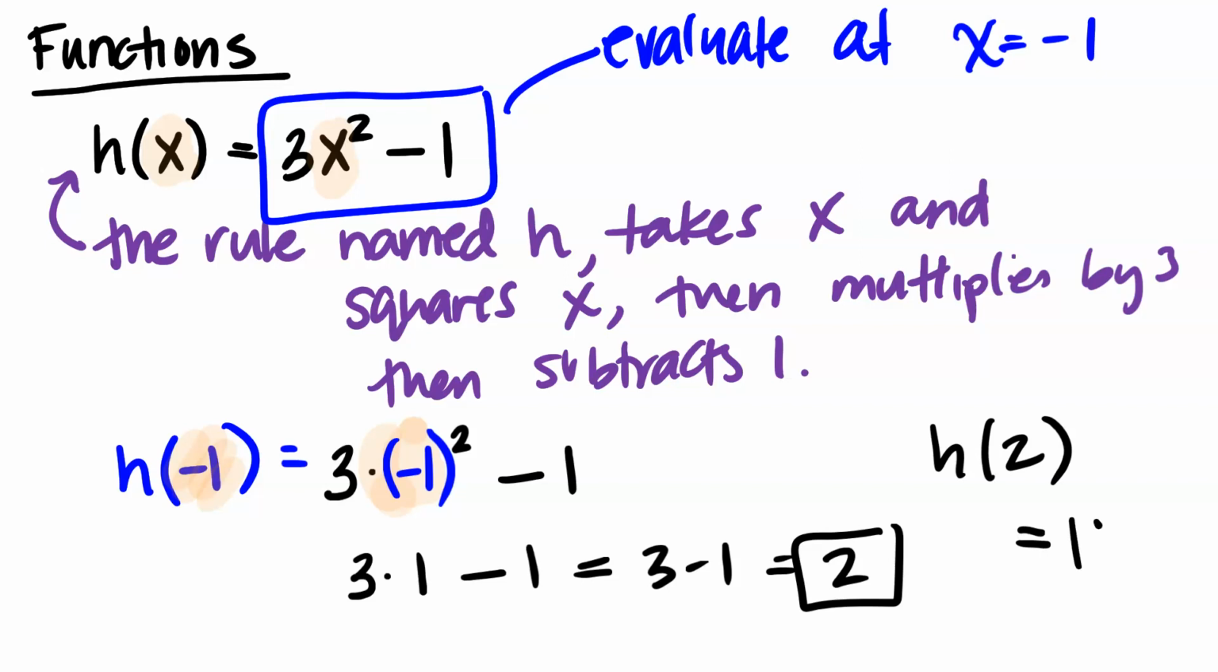You should have gotten 11, because again, all we're going to do is take that 2 and plug it in where the x was. So we'll end up with 4 times 3, which is 12, minus 1, which is 11.